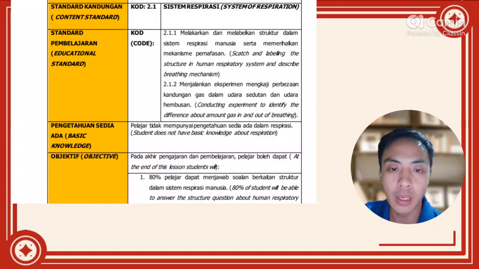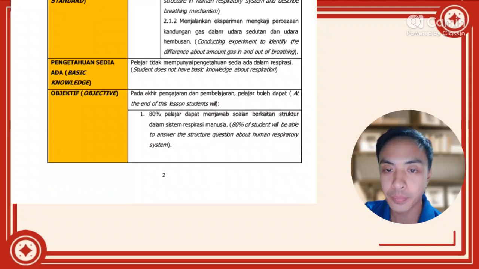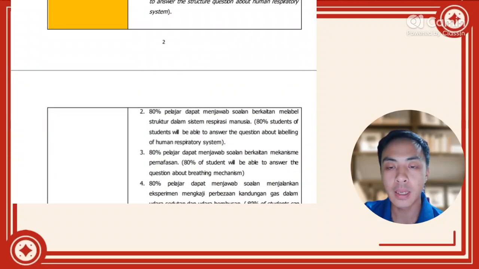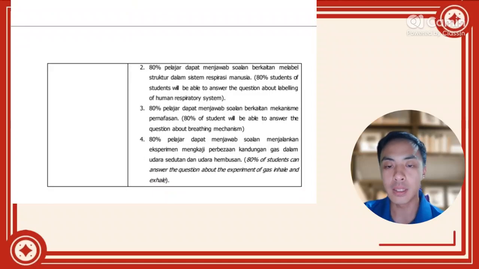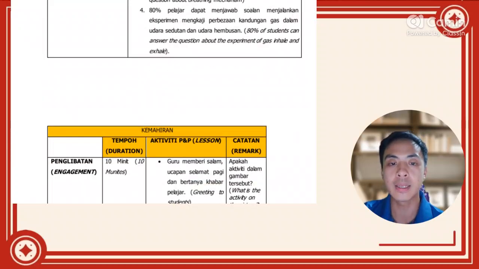About the basic knowledge, students do not have basic knowledge about respiration. So let's look into the objectives. I wrote here that 80% of students will be able to answer structured questions about the human respiratory system. Second, 80% of students will be able to answer questions about labeling of the human respiratory system. The third one is 80% of students will be able to answer questions about breathing mechanisms. And the fourth one is 80% of students can answer questions about the experiment of gas inhale and exhale.